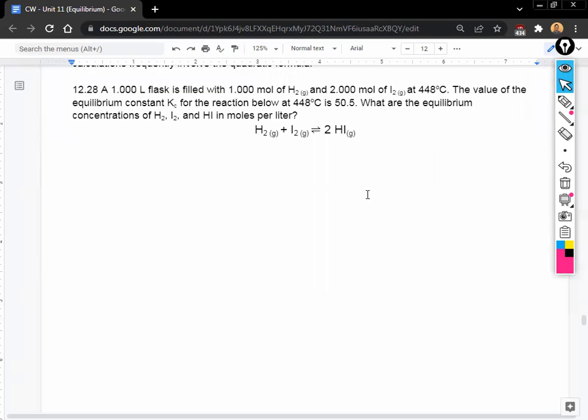Anyway, let's do 12.28. Just letting you know, this is going to be a pretty straightforward ice table. So try it out. I'll give you about 5 minutes and then we will go over it. And this will be the last one for today. Good luck, guys.